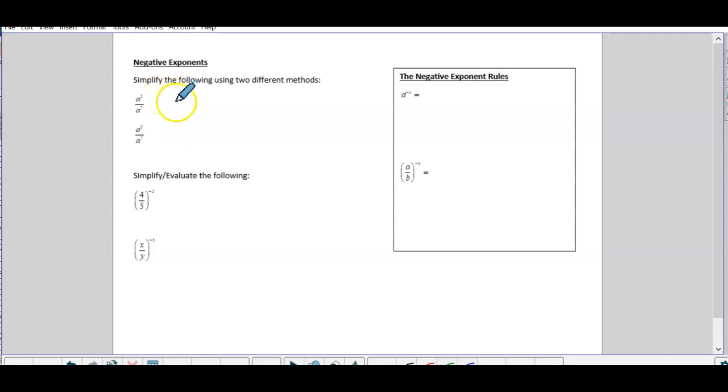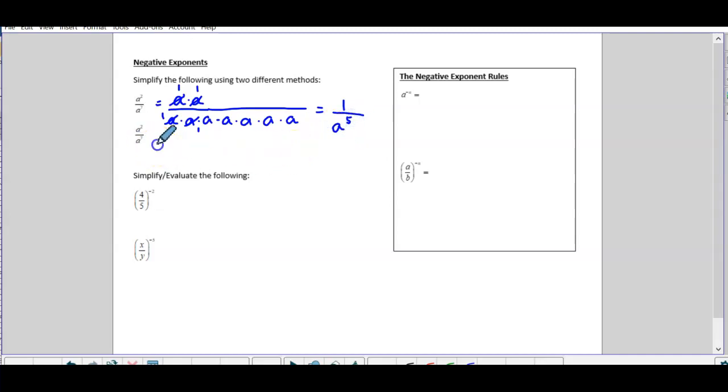Okay, negative exponents. So it says simplify the following using 2 different methods. So one method, I'm going to go back to the basics. A times a is a squared. A times a times a times a, 4, 5, 6, 7 in the denominator. And then divide out that a, divide out that a. So what you're left with is 1 over, there's 5 a's in the denominator.